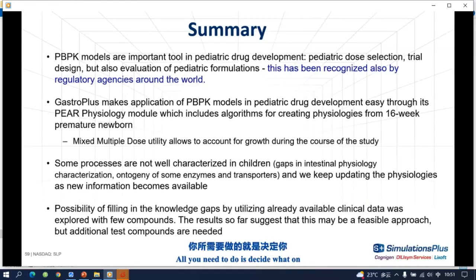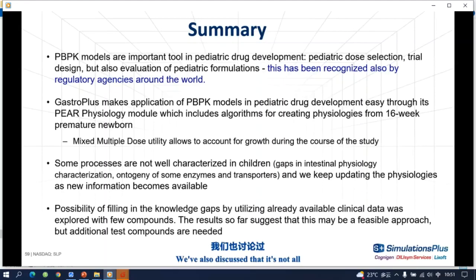All you need to do is decide what physiology or what age or age range you want to simulate, and the program will create those physiologies based on the information that is available in literature. As a side note, there is also an option to account for the growth during the course of the study if you are doing a longer-term study, or if it's on very young children where even 2 or 3 day dosing could make an impact.